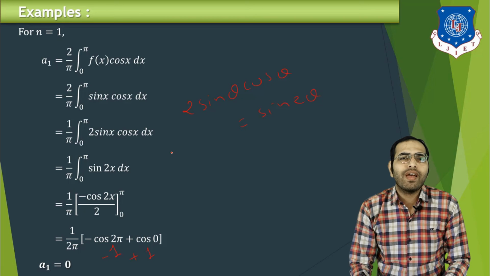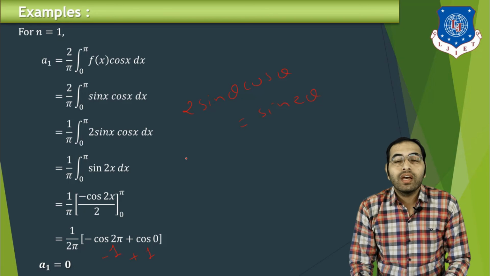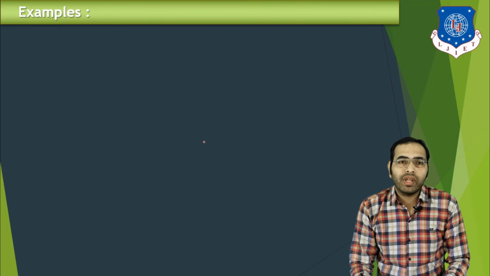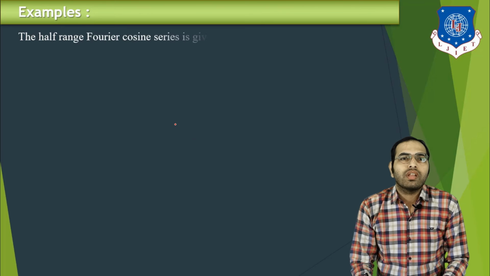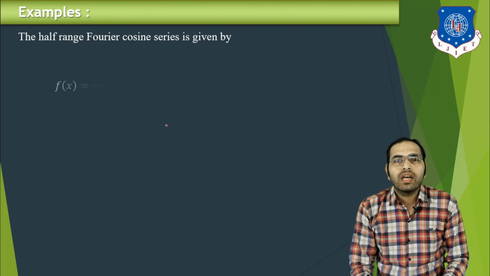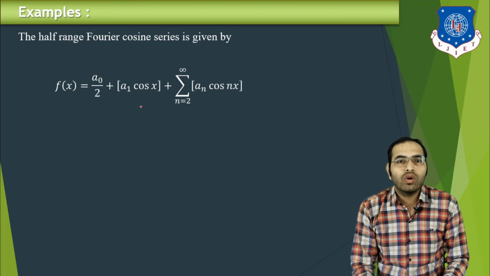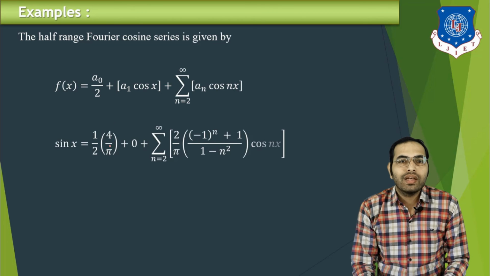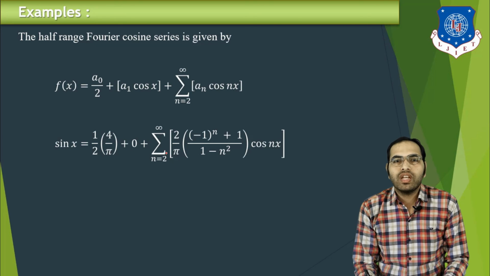Now substituting all these values of a0, a1 and an in our equation of the half range series, the half range Fourier cosine series is given by f of x equal to a0 by 2 plus a1 cos x plus summation where n is running from 2 to infinity of an cos nx. Now a1 equal to 0, and the value of a0 is 4 by pi, so 1 by 2 into 4 by pi plus a1 equal to 0, then 0 into anything is 0, plus summation n equal to 2 to infinity, where the value of an is 2 by pi times minus 1 raised to n plus 1 upon 1 minus n square, into cos nx.